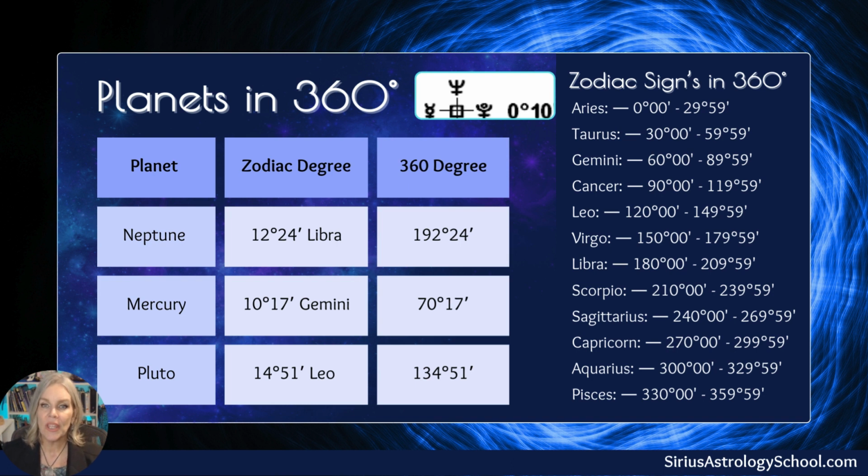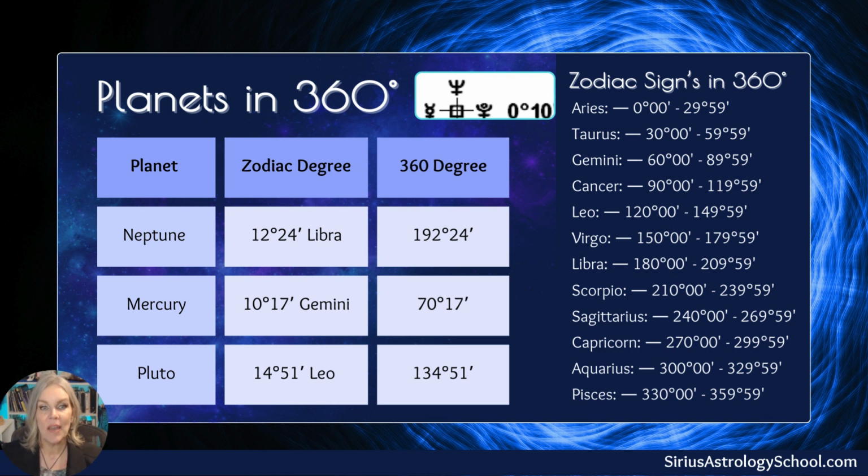So if we look over here and we see Libra, Libra starts at 180 degrees on the zodiac. So we would add 12 degrees and 24 minutes to 180, and we would come up with 192 degrees and 24 minutes. With Mercury, it is at 10 degrees and 17 minutes of Gemini. So we would look over here on this list and we would say Gemini starts at 60 degrees. So we would add 10 degrees and 17 minutes to 60, which would give us 70 degrees and 17 minutes. So that would be where Mercury is on the 360 degrees.